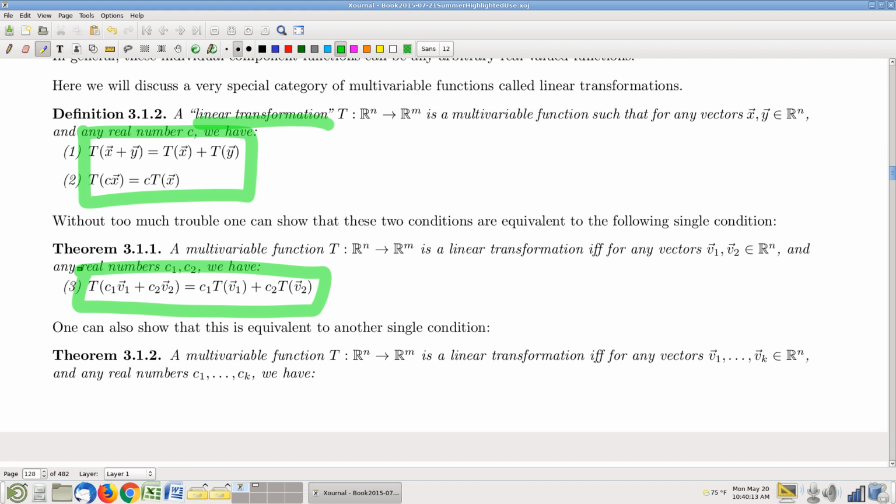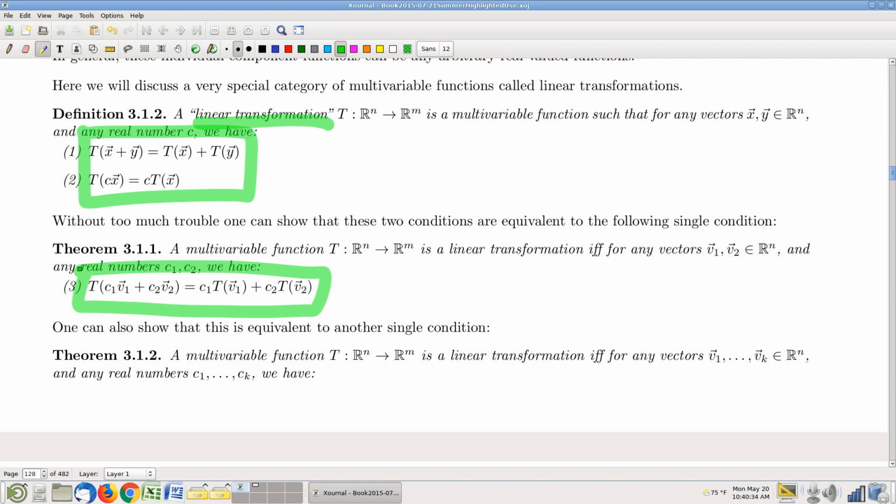Some books make this the definition and then call this a theorem. That's what I'm doing. Some books make this the definition and then call this a theorem. These are what we call equivalent definitions. It doesn't really matter which one you use. They're the same. Ultimately, they're the same statements.